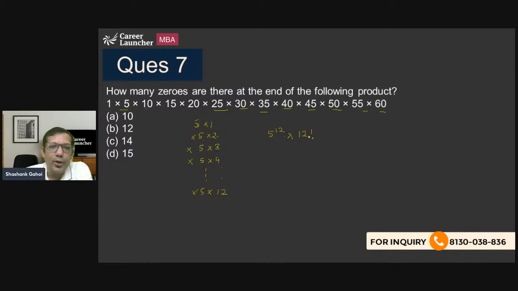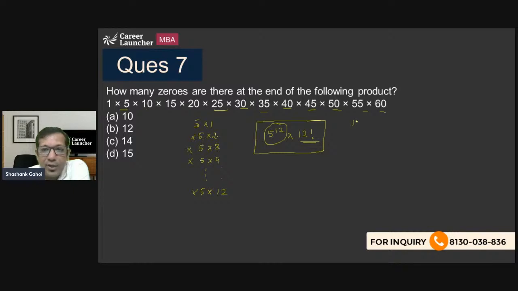Okay. So 5 power 12 into 12 factorial, and we need to find out the number of zeros, right? Generally, I tell people that the number of zeros is defined by the power of 5. Why? Try to understand. There is a reason behind it, because the power of 5 is always lower. But if you see here, the power of 5 is already 12. So that is already exceeding the power of 2. So the power of 2 is actually going to determine the number of zeros.